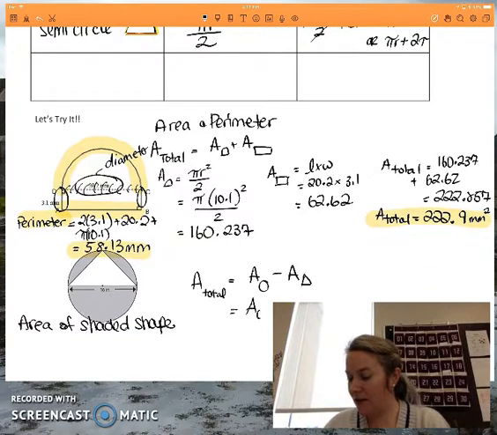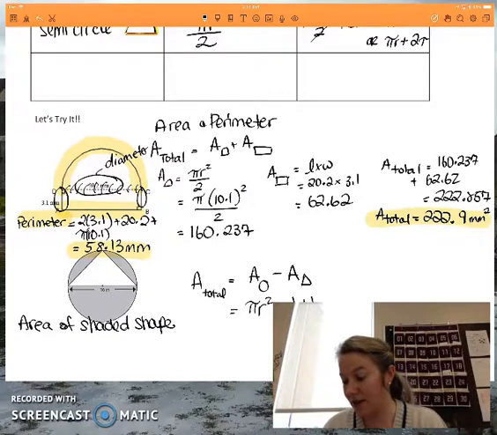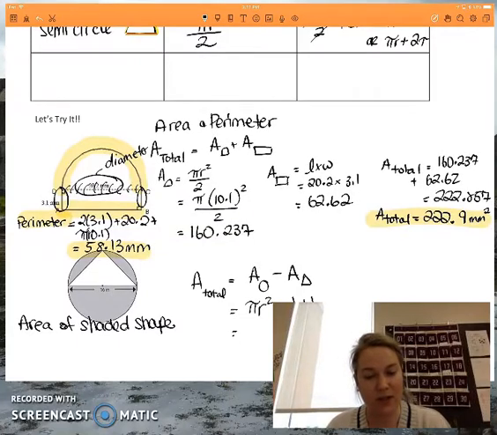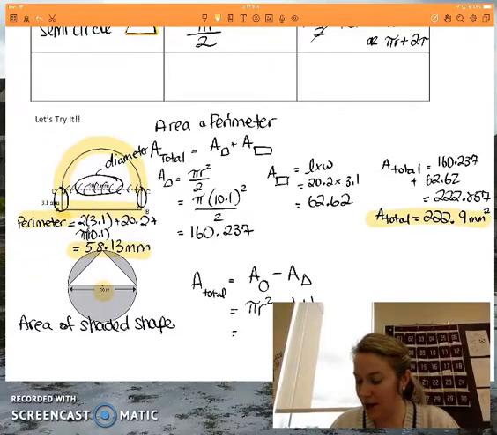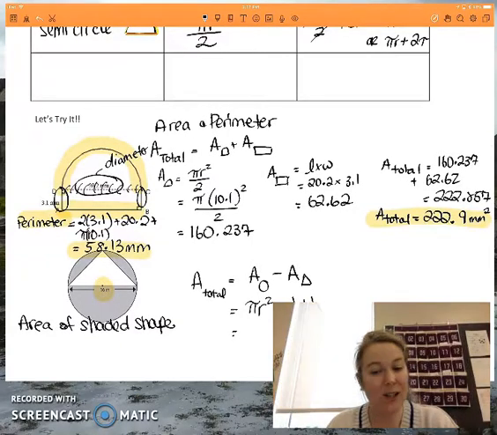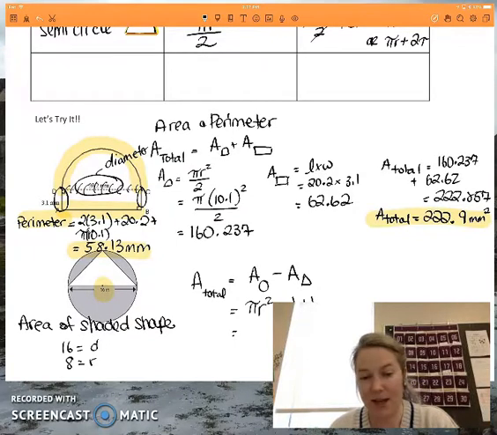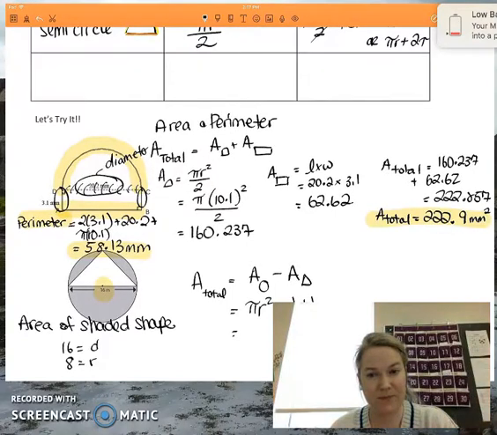Okay. Area of the circle is pi r squared minus the triangle, which is 1/2 base height. And let's take a look. One of the interesting things about this question is that it only gives you one measurement, which is this 16 meters right there. Do we need more than that? We don't. 16 meters is the diameter. So what's the radius? It's 8. Remember, the diameter is 2 times the radius.